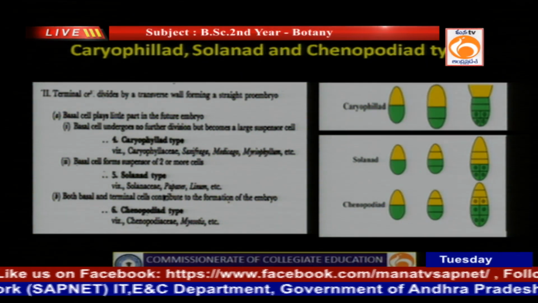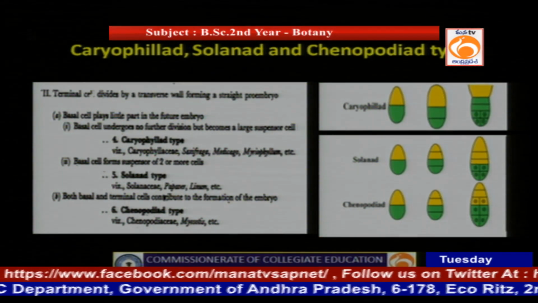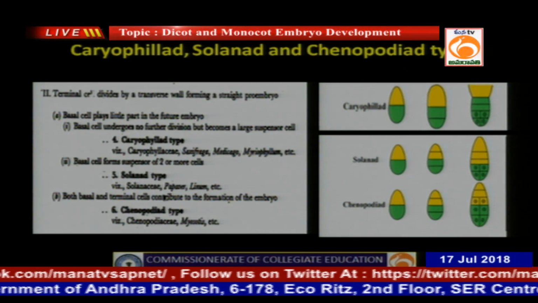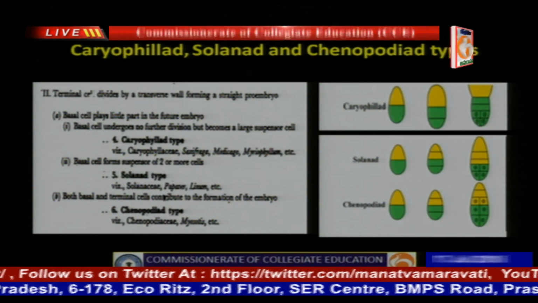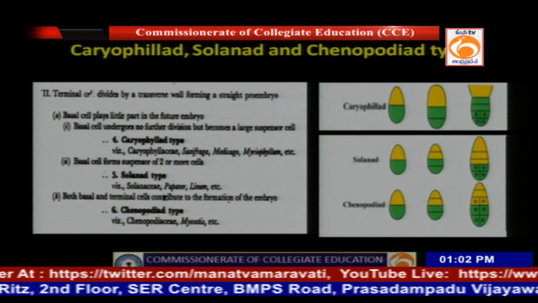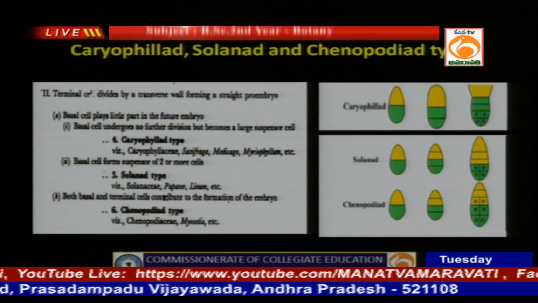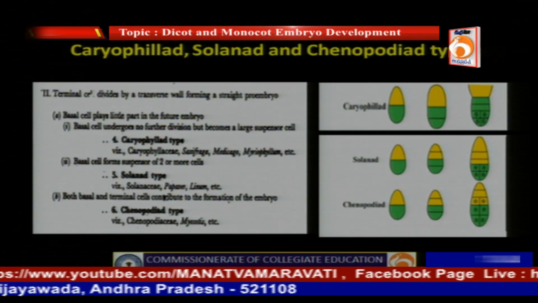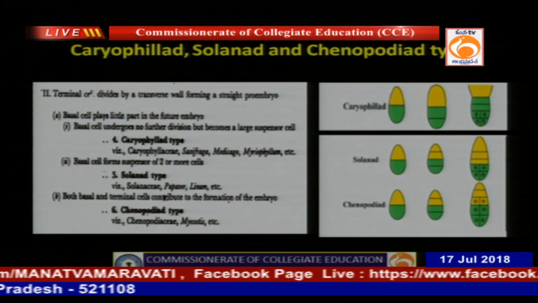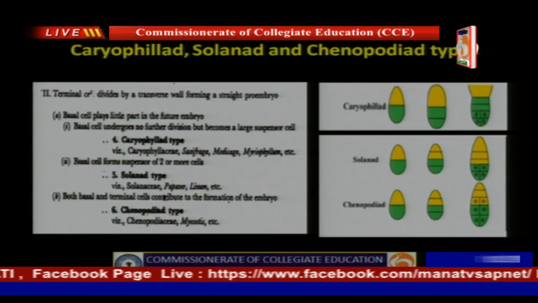The other 3 types are the caryophyllad, solanad and chenopodiad types, where the terminal cell is divided by a transverse wall. So, if the basal part plays a little role, then it is called the caryophyllad, where the suspensor is very large, and if the basal part takes part somewhat, then it is called the solanad type. If the basal part and terminal part both take part, then it is called the chenopodiad type.